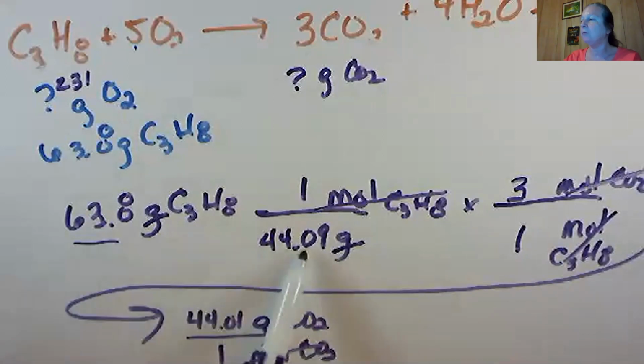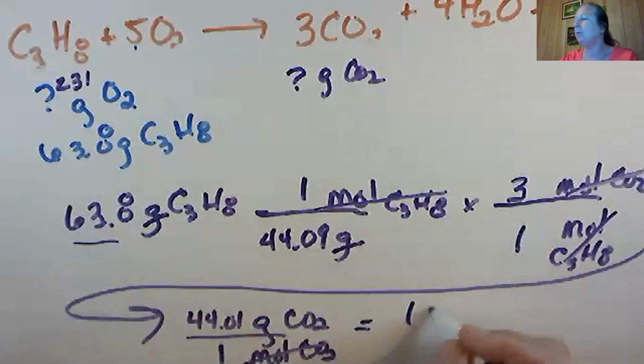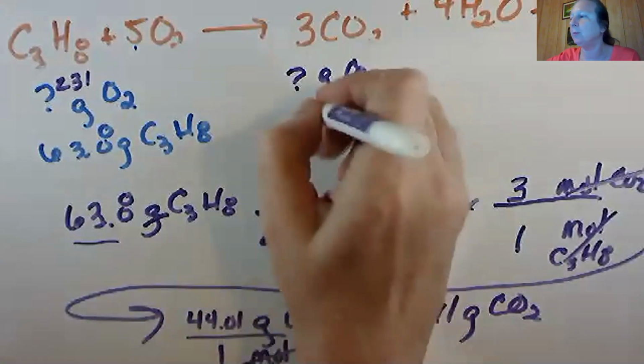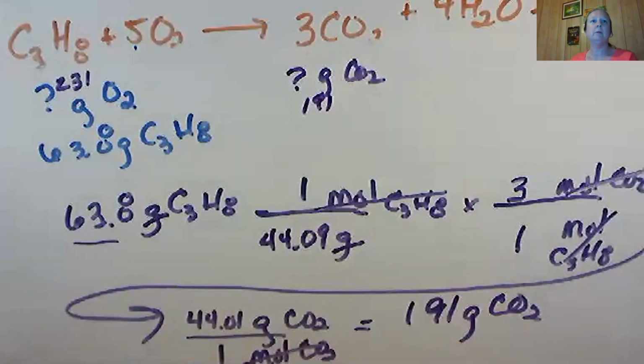3 sig figs, 4 sig figs, that doesn't count. It's exact numbers, 4 sig figs. My answer will be in 3 sig figs. And when I do the math, it's 191 grams of carbon dioxide. So that's the answer to my question. I'm going to go back to the slide and show you where that was. So as you go back and work through these, you know where I'm finding them.